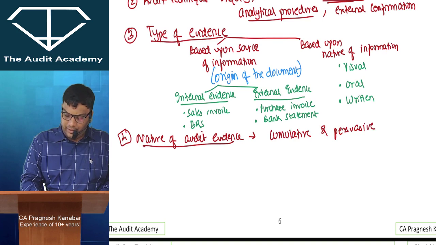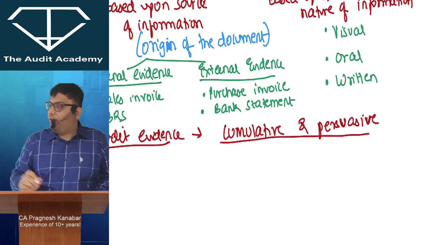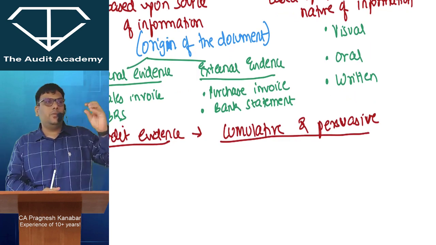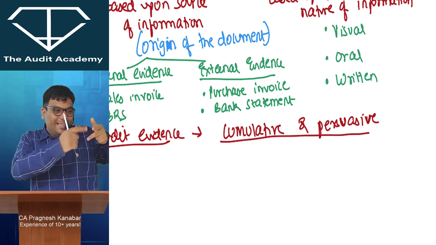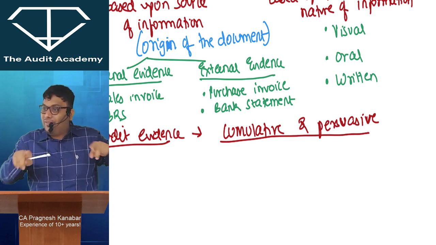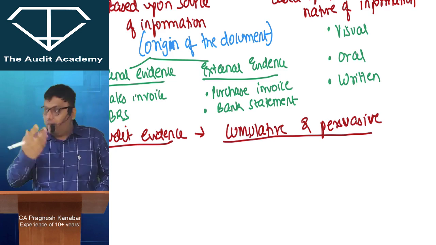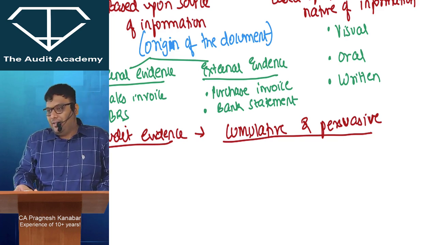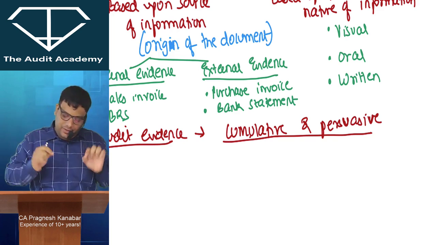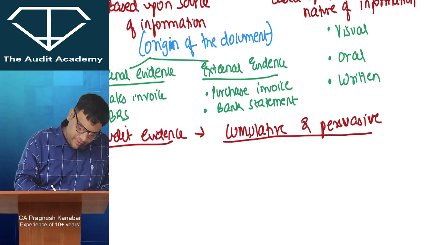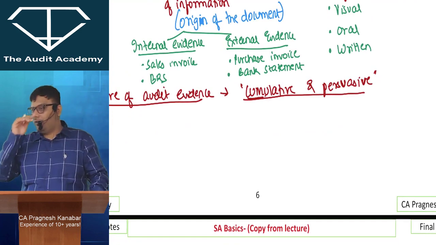Let me try to understand whether you are understanding this or not. Cumulative and persuasive. What is cumulative? When it comes to purchase, you will check the purchase invoice, purchase order, and contract with the supplier. So you are gathering information from various sources, then you are tallying it. That is cumulative. And if it tallies, you are convinced. That is persuasive. So when you accumulate information from 2-3 sources, tally it, and you are convinced, that is what we mean when we say audit evidence should be cumulative and persuasive. That is the nature.